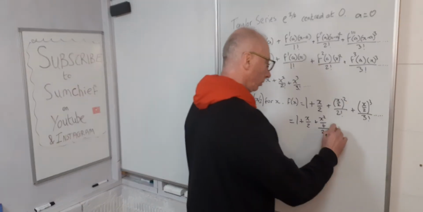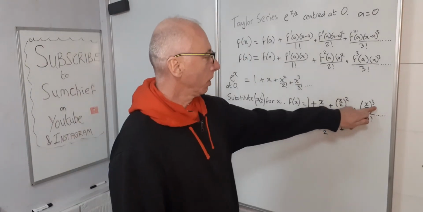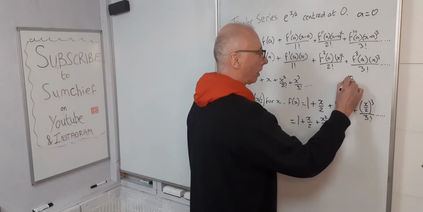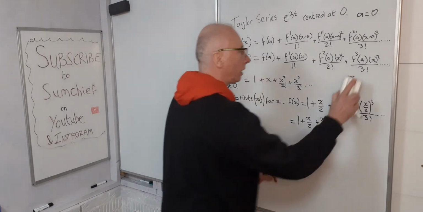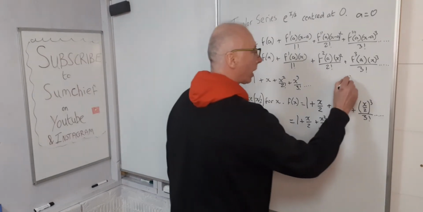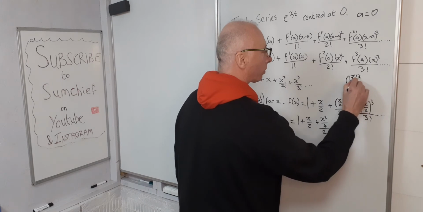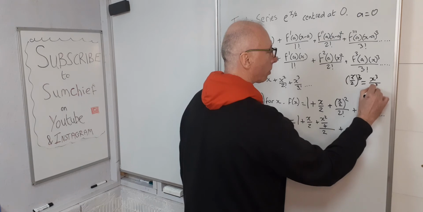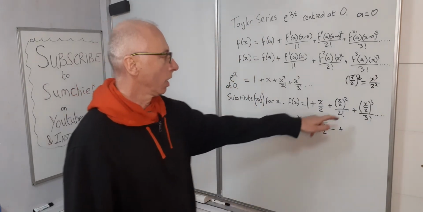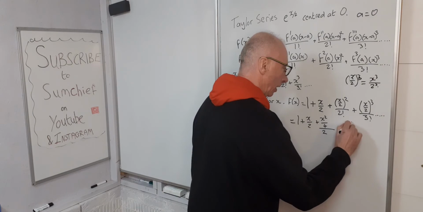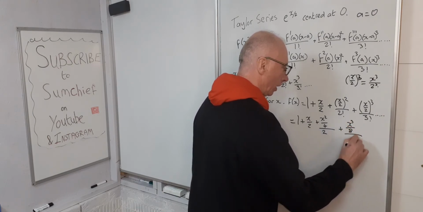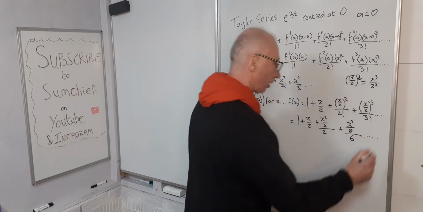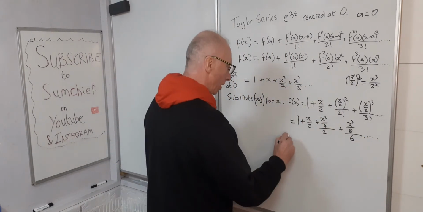This one, x cubed over 8. So basically when we're doing x over 2 cubed, we're just writing x cubed over 2 cubed. That's the same thing. So x cubed over 8 divided by 3 factorial, which is 6. Dot, dot, dot. And now we can just simplify these all up.